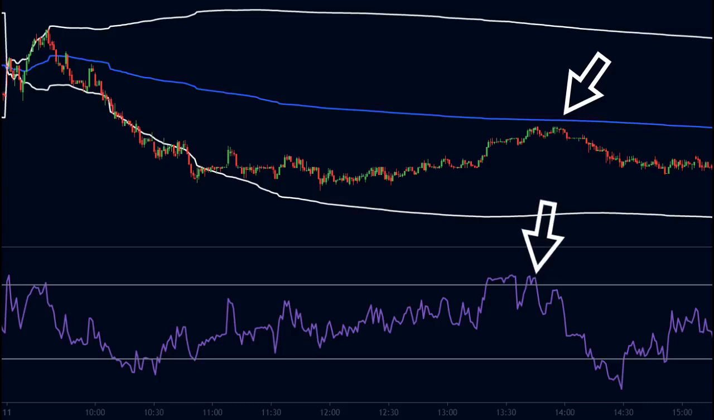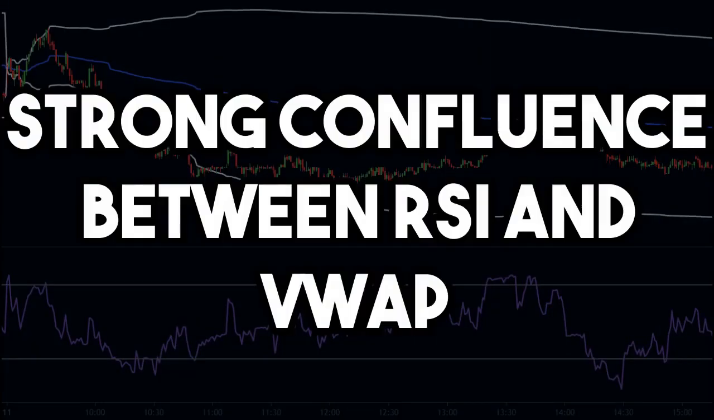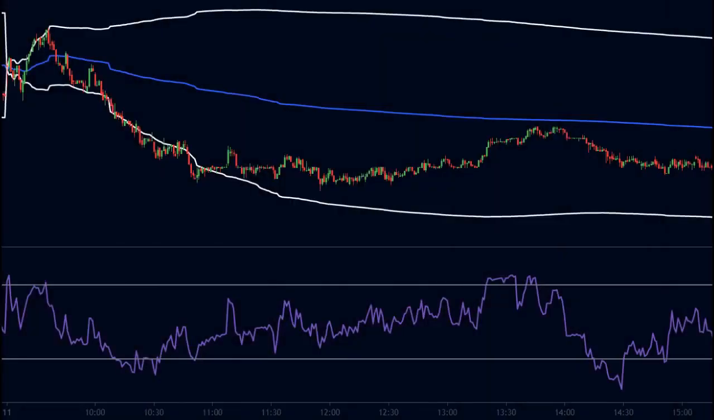We can also see that the RSI was above 70. So, according to the RSI, we can expect the price to move lower. So there is a strong confluence between the RSI and Vwap. Therefore we will place a sell trade here. We will keep our stop loss above the Vwap, and we will place our targets around the recent swing low.